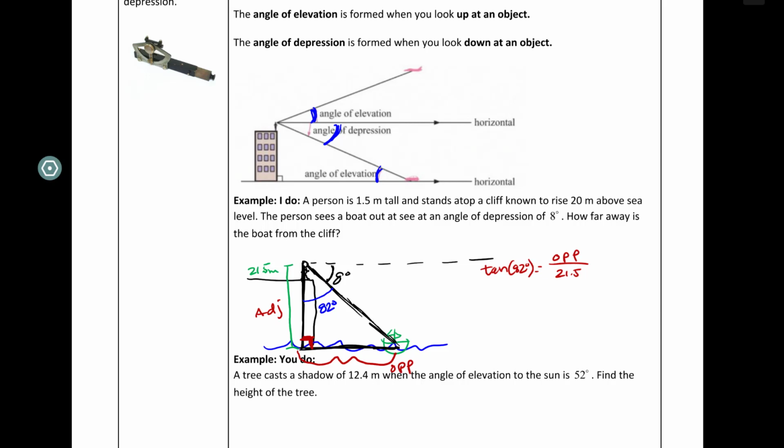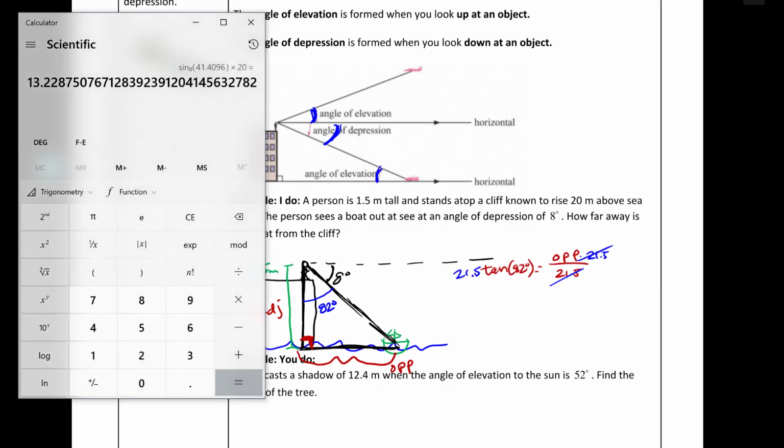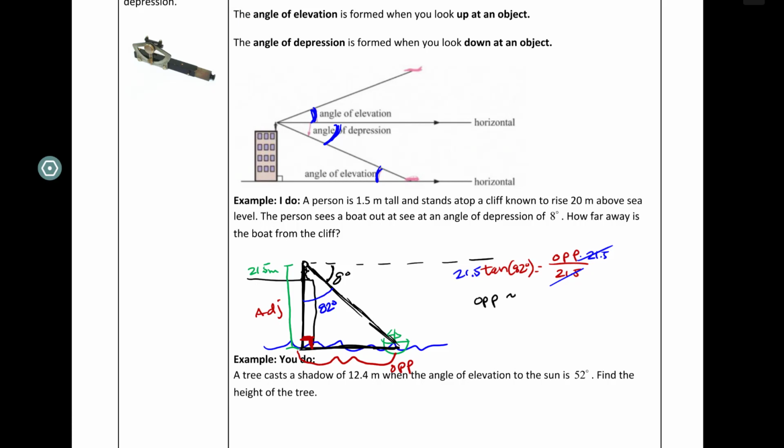Now, we'll go and multiply both sides by 21.5. Those will cancel each other out on the right-hand side, and we are left with a simple calculator process here, where we will take the tangent of 82 degrees, and then multiply that with 21.5. And we'll get our result of 152.98. Since we don't have to work with anything else here, we don't have to worry about intermediate rounding. So we can just say that the distance to the boat, the opposite side, is approximately, to 3 sig figs, 153 meters away.